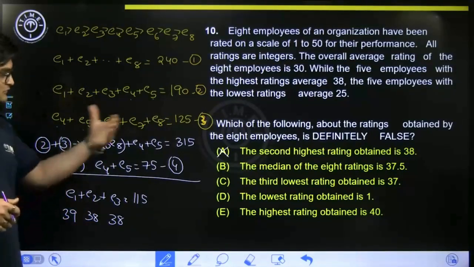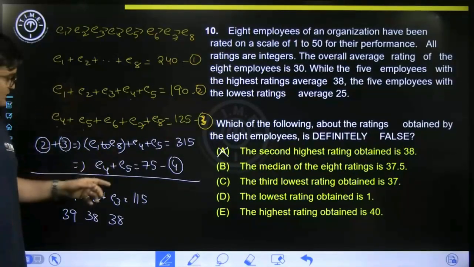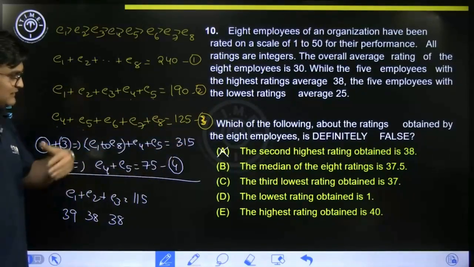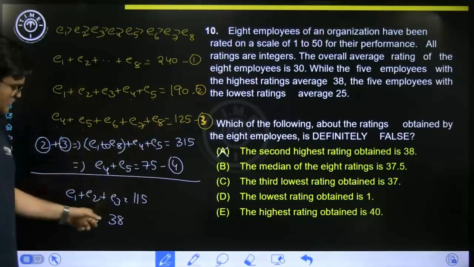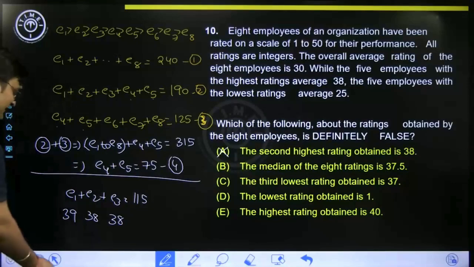I'm not able to get a case, I'm not able to disprove it, like I'm not able to say that no, this is not possible at all. This is possible, very much possible, hence not my answer. Second option, let me clean this.